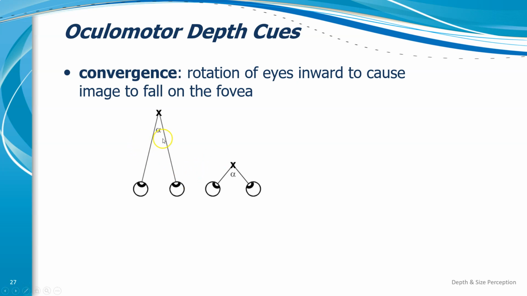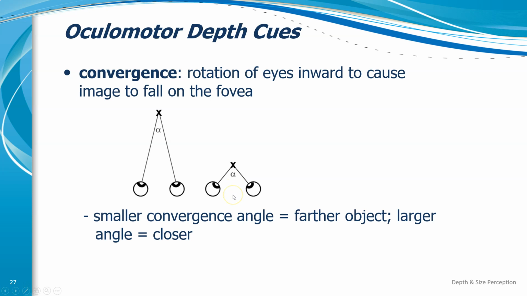So we can describe the angle that is created by the line of sight from our two eyes. As an object is closer, the angle is larger in terms of degrees. That's something important to keep in mind.